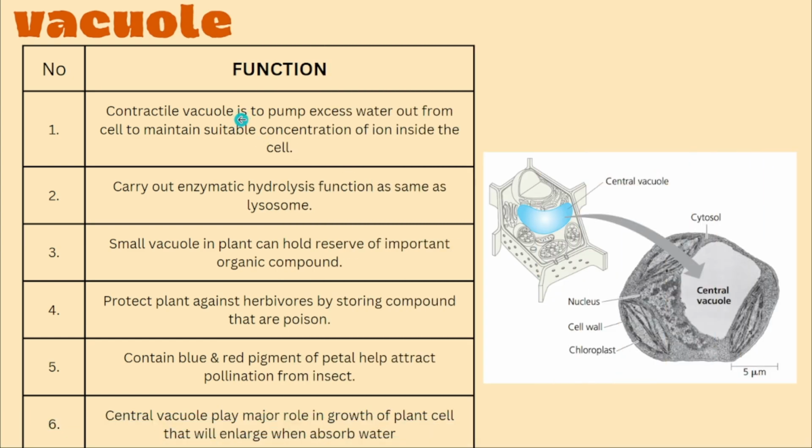Okay, so for the function of the vacuole, I will talk about plants first. Normally the function of the vacuole is to pump out the excess water from the cell to maintain the soluble concentration of ion inside the cell. This one is the contractile vacuole. The contractile vacuole is special to animal cells only, where it pumps out excess water to maintain the suitable concentration of ion inside the cell.